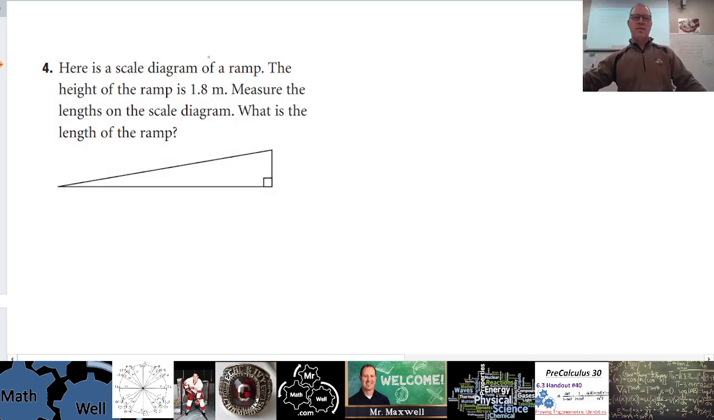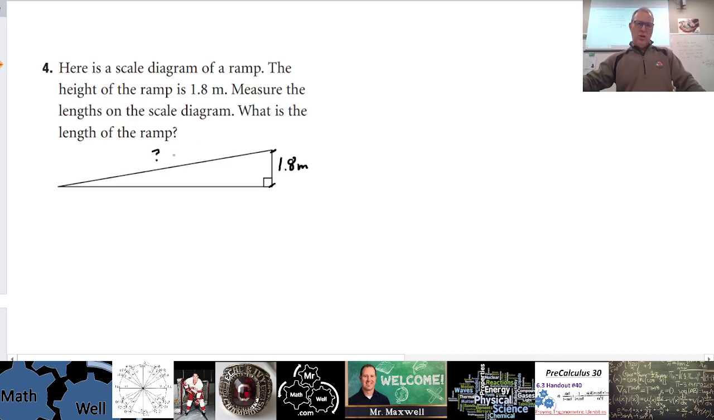Here's a scale diagram of a ramp. The height of the ramp is 1.8 meters. In your notebook when you're doing this, I would sketch this ramp, just a rough sketch, and label it. The height of the ramp is 1.8 meters, so 1.8 meters should go here. That's the height from the ground to the top of the ramp. Everybody okay with that? Measure the lengths on the scale diagram. What is the length of the ramp? So what is the actual length of the ramp? If this is 1.8, what is this?